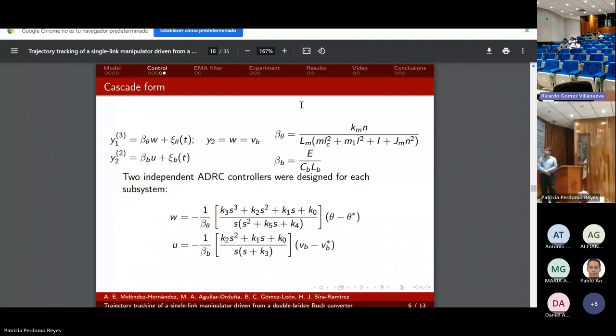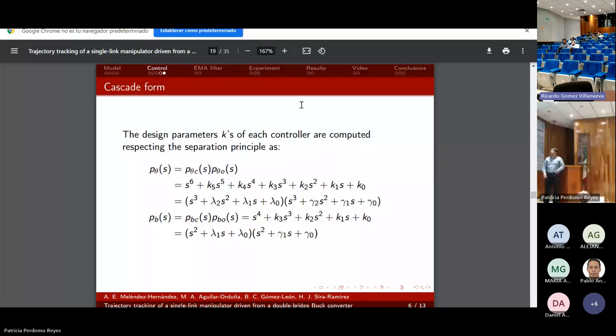Because the system can be split in two subsystems, we can separate the representation into one of third order and the last one of second order. Notice that U is the control input of the second subsystem, and this output is the voltage necessary for the first subsystem, represented by V_B. And finally, the output of the first subsystem is theta. Also, we have the gains of each subsystem, and two independent ADRC controllers were designed for each subsystem.